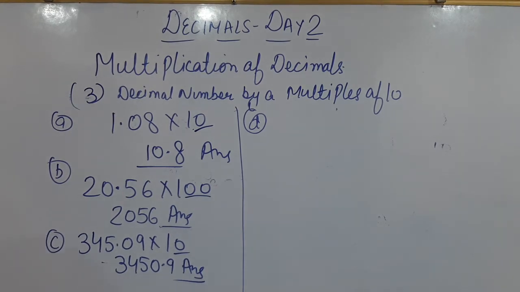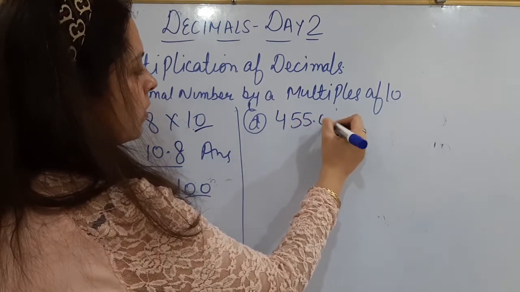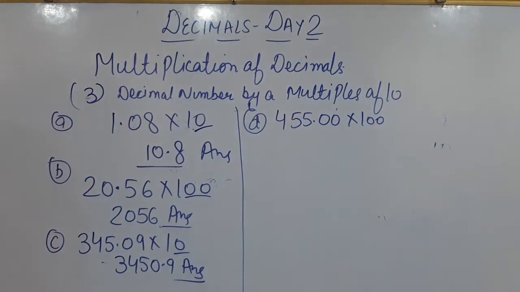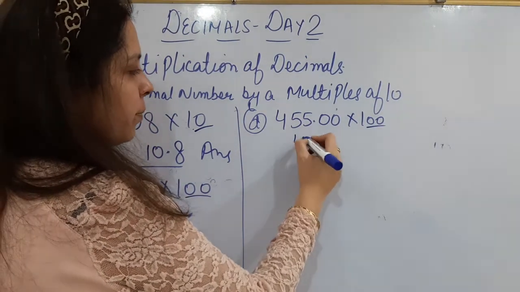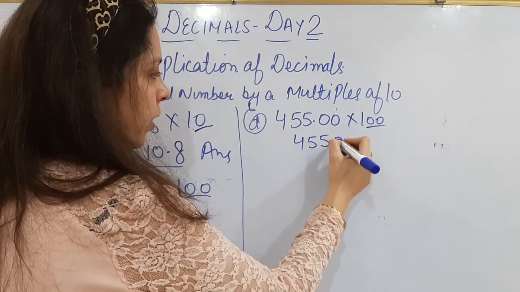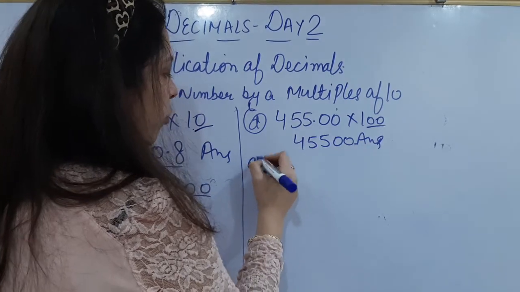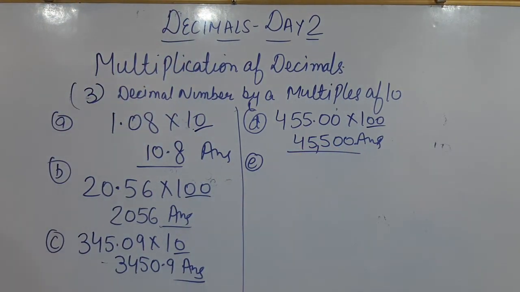Okay, let's do the next question. 455.00 multiplied by 100. As you have to multiply it by 100, shift the decimal 2 digits to the right. The decimal will come here. The decimal at the end will have no value. So the answer will be 45,500.